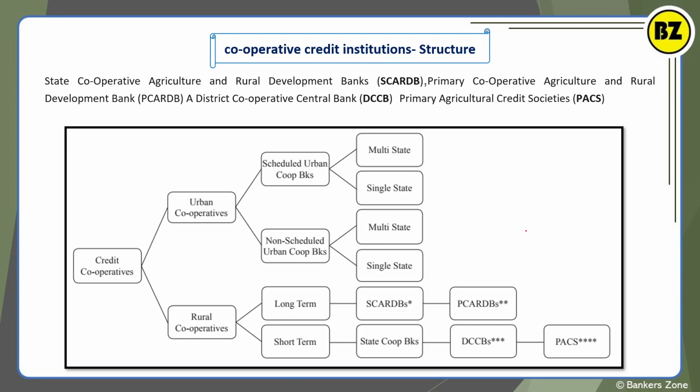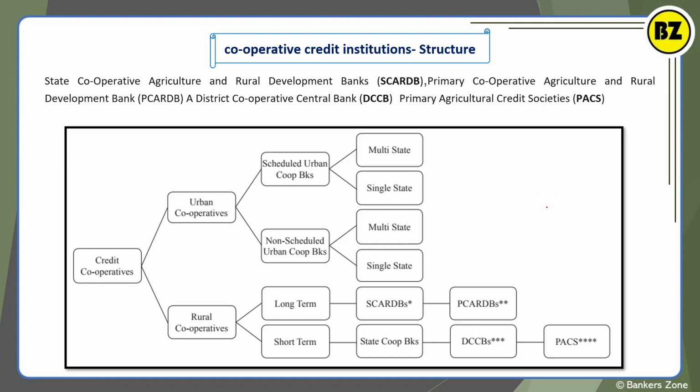But some full forms you can easily remember, which are important. For example, PACS, primary agriculture credit society, then DCCB, simply the district cooperative central bank, then PCARDB, then SCARDB. These full forms you should remember, so that if there is a question you can easily understand it. The structure you don't need to mug up.